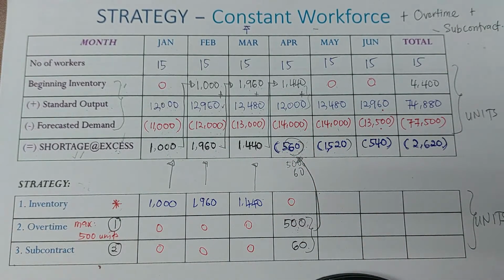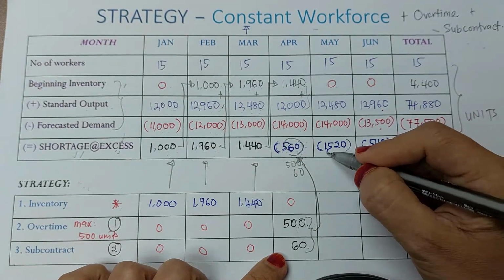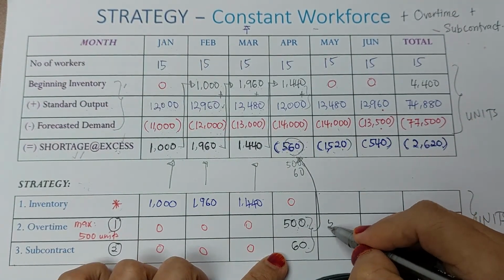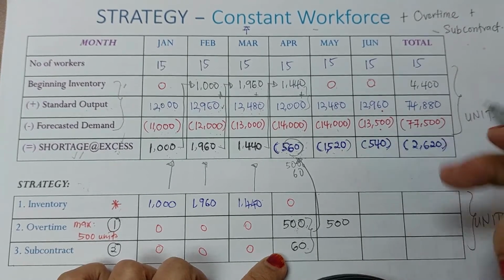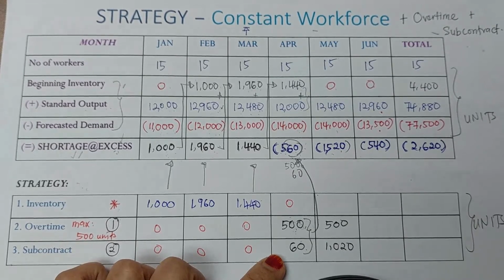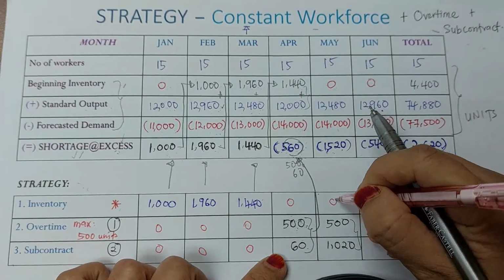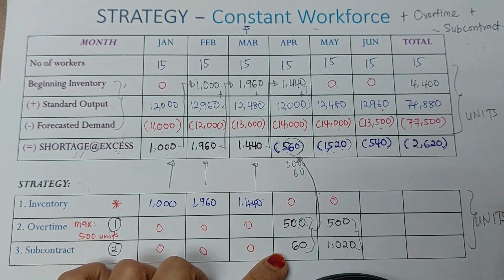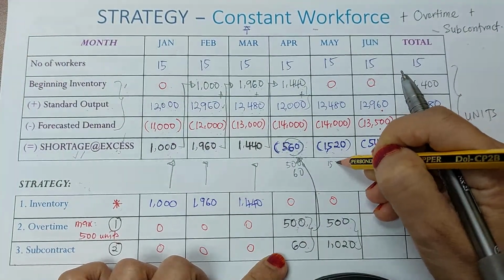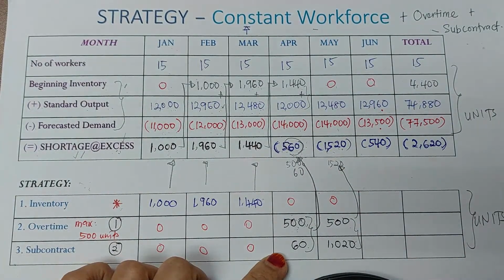Okay, so you do the same thing for the following month. In May, we have a shortage of 1,520. Overtime can only be used to produce 500 only. So the balance, that is 1,020 units, will be produced by using subcontract. And again, the inventory here is 0 because we have shortages. So when we add these two together, we get exactly 1,520. So we have now solved this shortage problem.